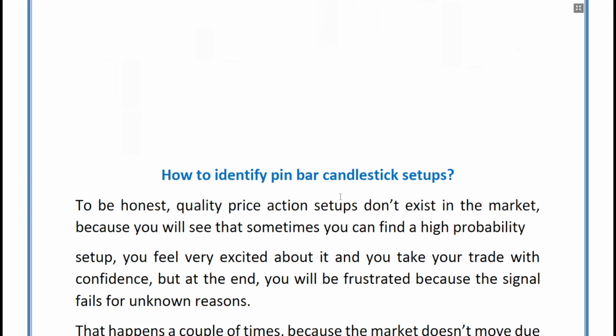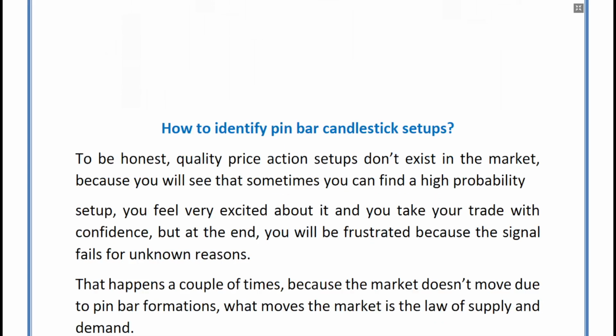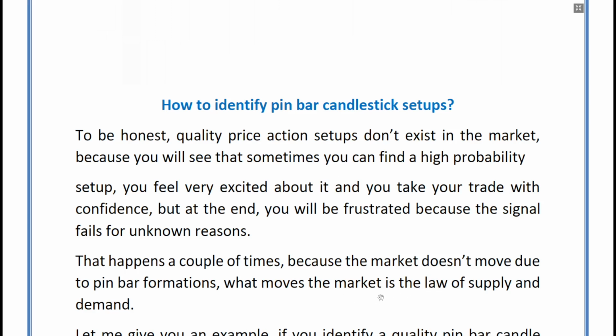Because sometimes you can find a high probability setup. You feel very happy, you feel very excited about it, and you take your trade with confidence. But in the end, you'll be frustrated because the signal fails for no particular reason. This happens a couple of times because the market doesn't move due to pin bar formations. What moves the market is the law of supply and demand. I told you guys, supply and demand is basically what runs the market.